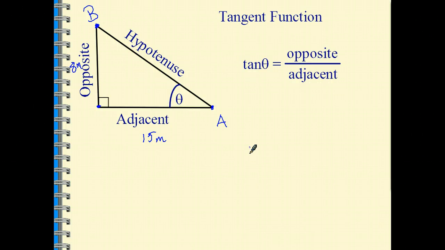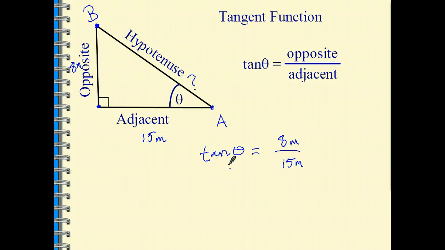Now, we look at that by using our tangent function. So we know tangent of theta, and we're using just this Greek letter theta to represent our angle because it's unknown. We don't know what the angle is. That's going to equal 8 meters divided by 15 meters. Now, why is it 8 over 15? Well, it's the opposite over the adjacent.